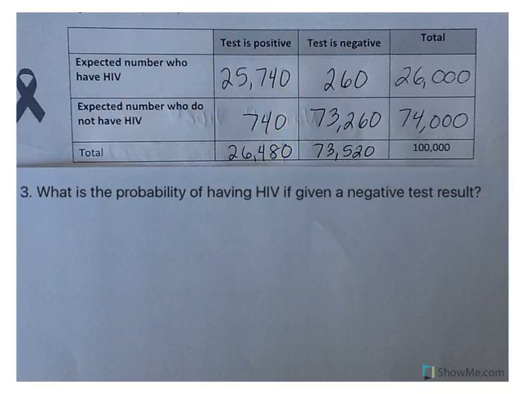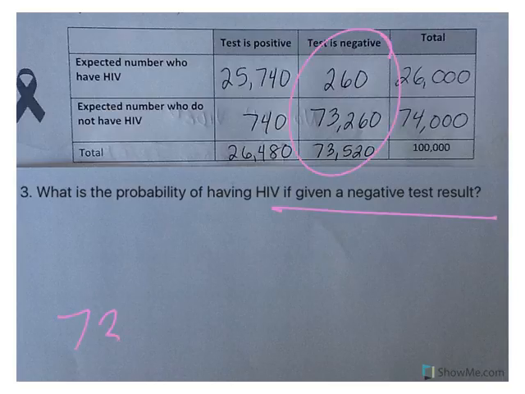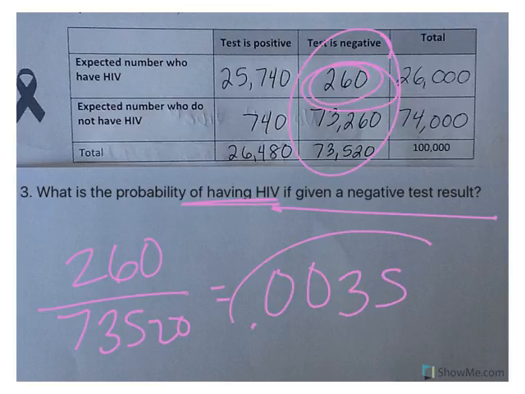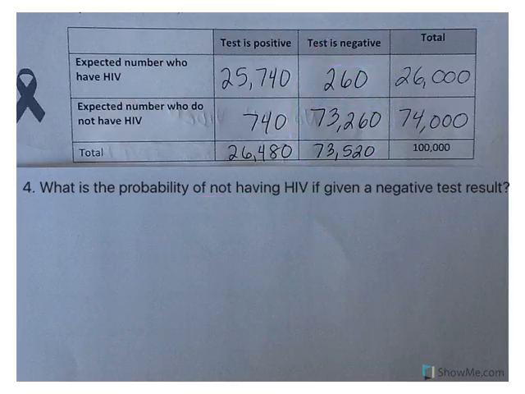Let's go to number 4. If you're given a negative test result, so here's my negatives, 73,520, what's the probability of having HIV? Well, having is 260. So that gives me 0.0035. So a 0.35% chance of having HIV if you're told you don't have it. That's still pretty small. If I'm told I don't have it, I feel pretty confident, even in Swaziland.